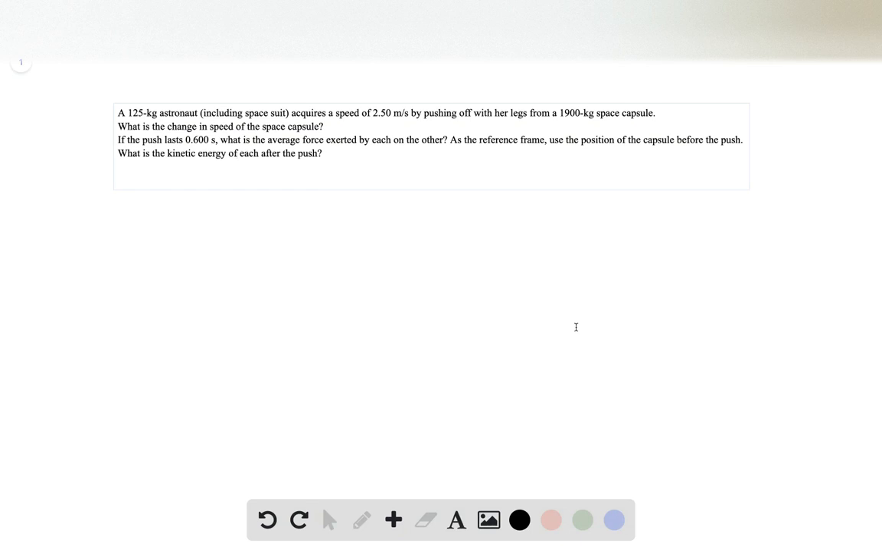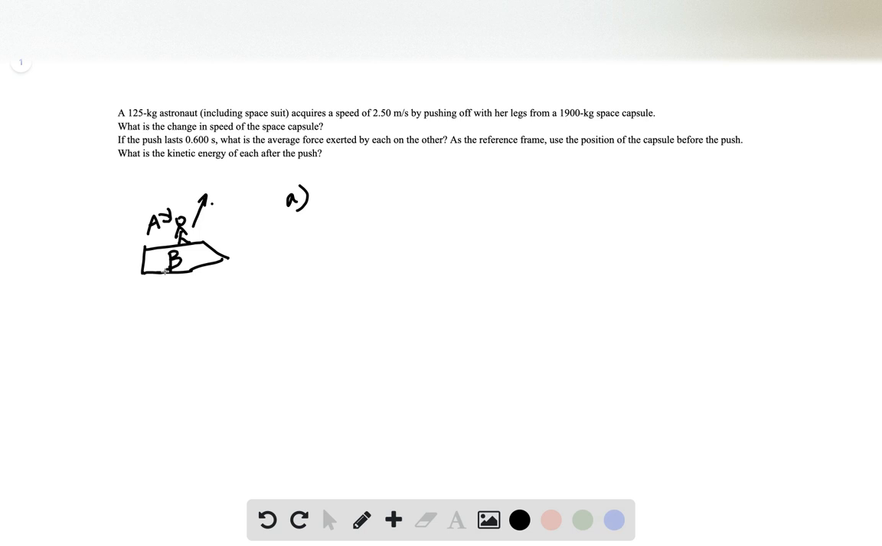So in this question, we have a space capsule, and then we have an astronaut that acquires speed by kicking on this space capsule. So we're asked 3 questions. First, what is the change of the speed of the space capsule? Let's first give everything a letter. Let's call the astronaut A and call this B.